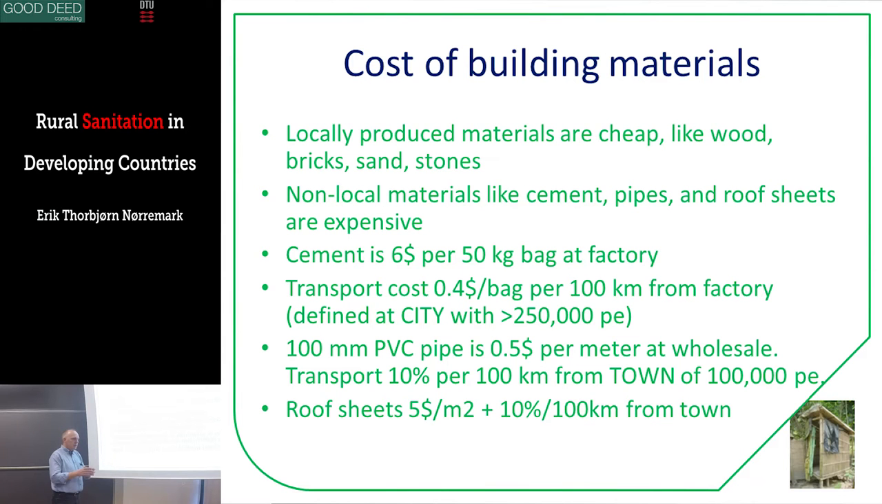We also standardize the pipes we're using for ventilation, half a dollar per meter. And again, you can add some price. So you understand that the farther out in the country that you're working, the more expensive it will be. Roof sheets, $5 per square meter, and you can define your own shape of the roof sheet. 1 by 2 meters is standard, but you can have any shape.